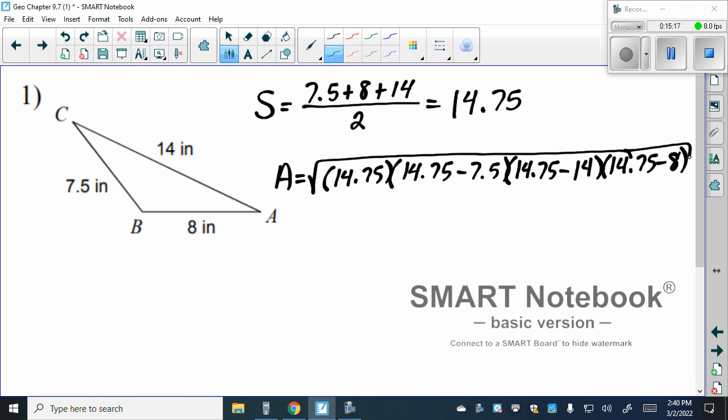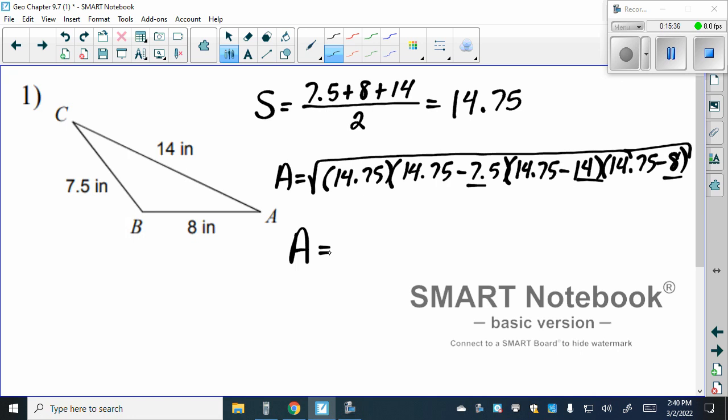Now, did it matter which one I put in for A, B, and C? Well, no, because we're subtracting it from our 14.75 for each one. So as long as I have all three sides included, we're good.